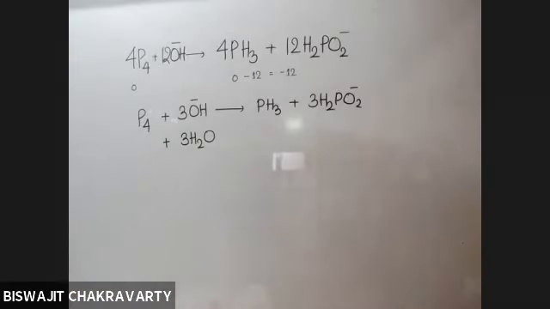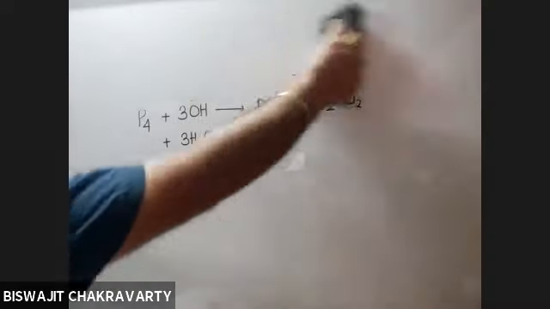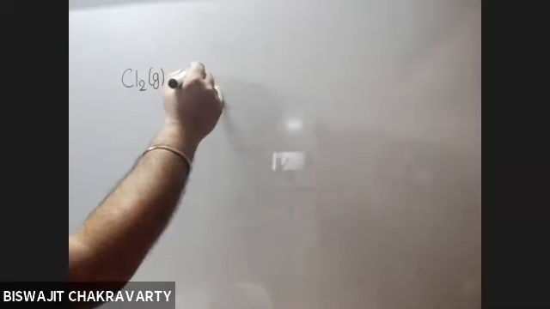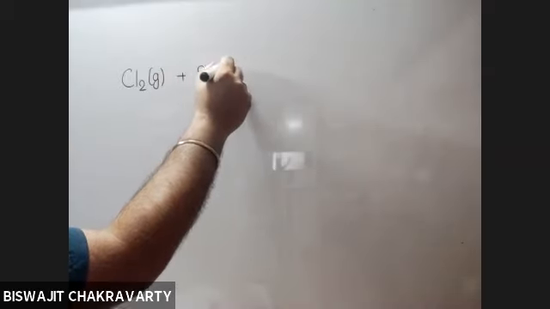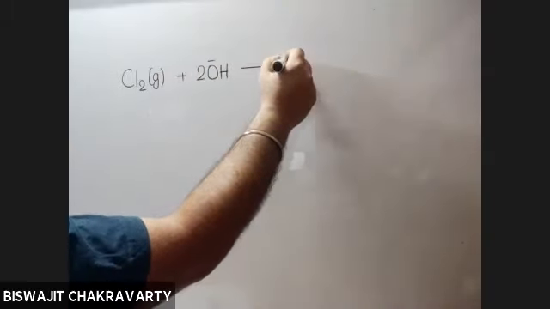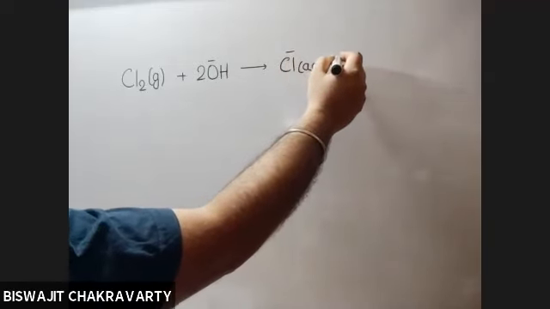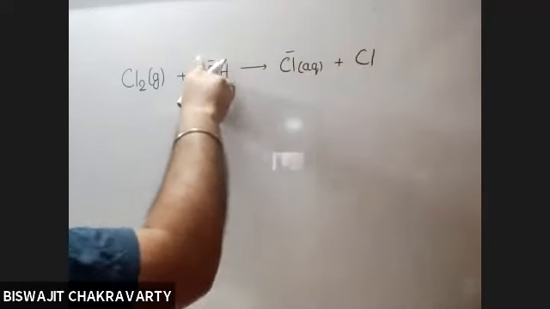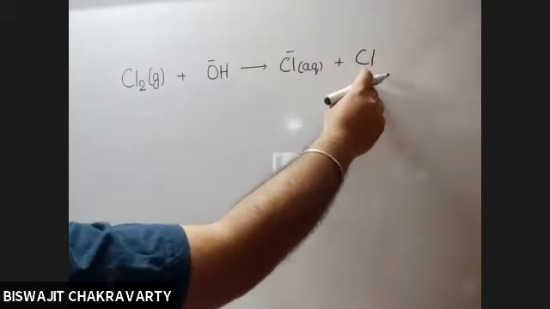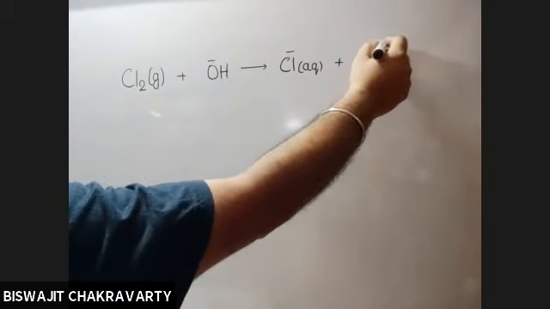Have you completed? Can I rub it? Yes, sir. So write down Cl2 gas plus 2OH minus gives Cl minus plus ClO minus.